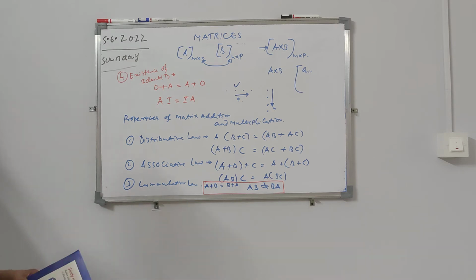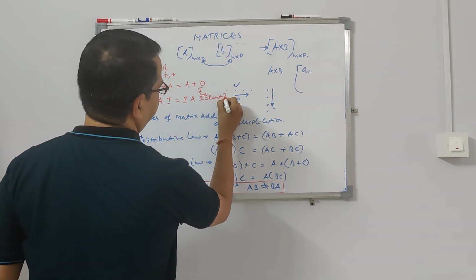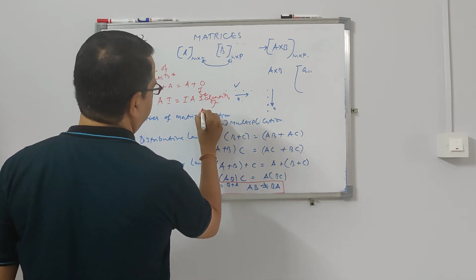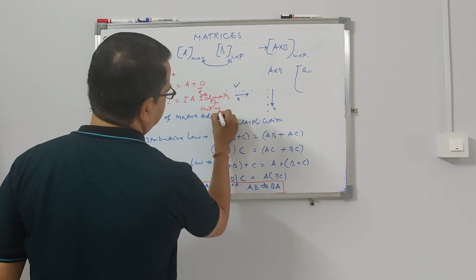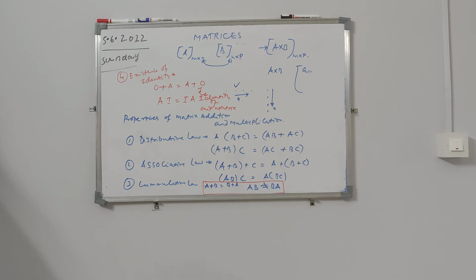The identity matrix is also otherwise called the unit matrix. So this I is the identity or unit matrix, same. Don't confuse the names identity and unit matrix. A unit matrix is a square matrix where all its diagonal elements are 1 and all non-diagonal elements are 0. So if you are multiplying a matrix with an identity matrix, it will be commutative in nature. We use this in the inverse. This is one important concept. So, existence of identity.